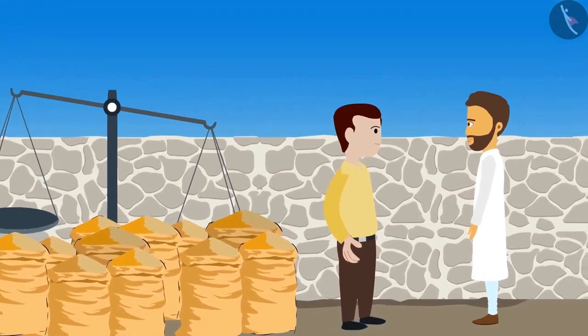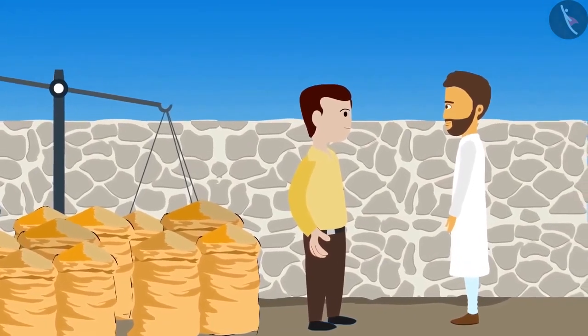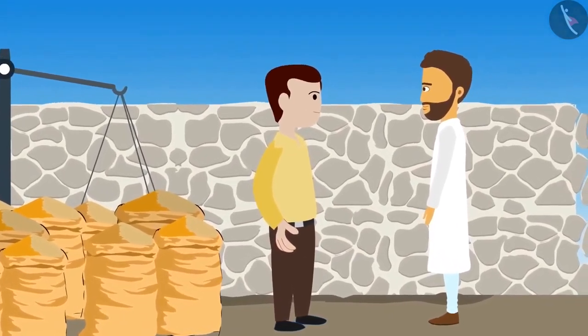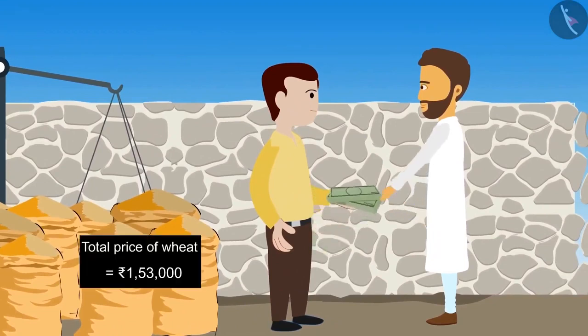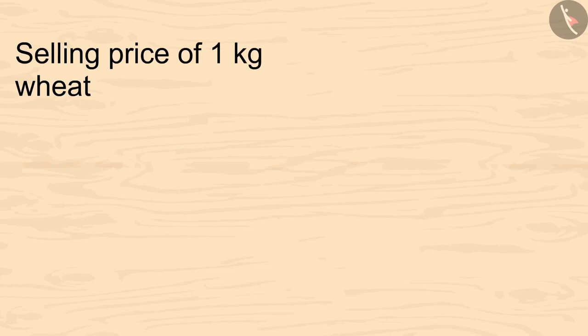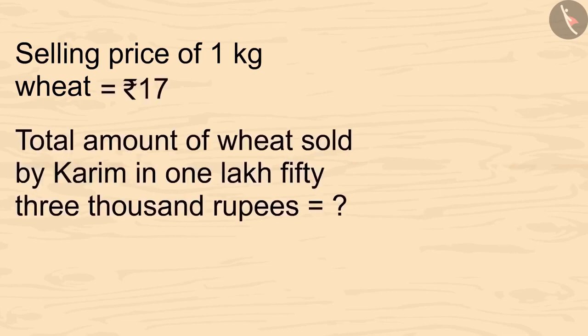Today Kareem is going to the market to sell his crop again. His crop is being weighed in the shop. The shopkeeper gave him 1,53,000 rupees. Kareem is very happy. If the selling price of 1 kg wheat is 17 rupees, so can you tell how many kgs of wheat is sold by Kareem? Kids, you can pause the video and calculate it.